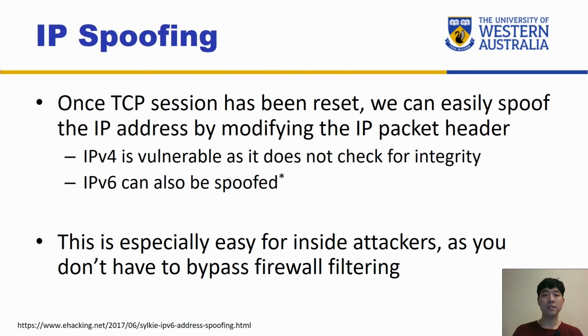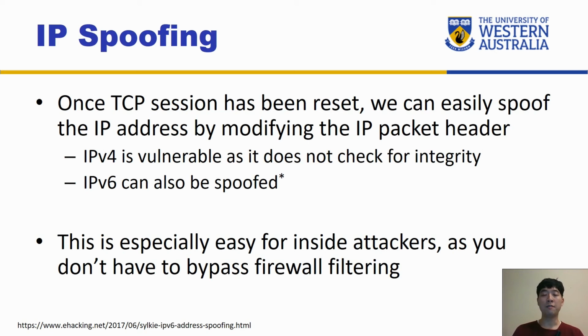Once the TCP session has been reset, we have pretty much hijacked the TCP session. We can easily spoof the IP address by modifying the IP packet header. IPv4 is vulnerable as it does not check for integrity, so there's no security in mind for that version. IPv6 does have some security mechanism to protect it from being modified. However, IPv6 can still be spoofed, and there are some different methods, which we will not look into in this video. This is especially easy for inside attackers, as you don't have to bypass the firewall filtering.